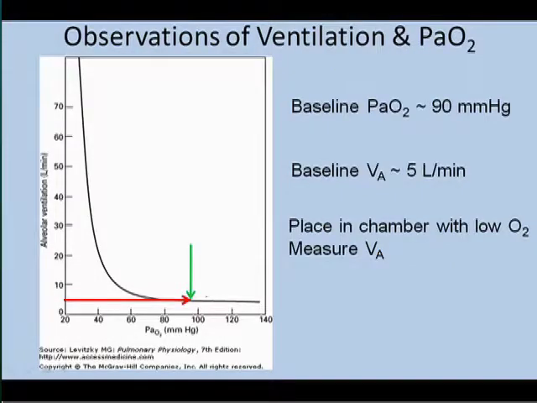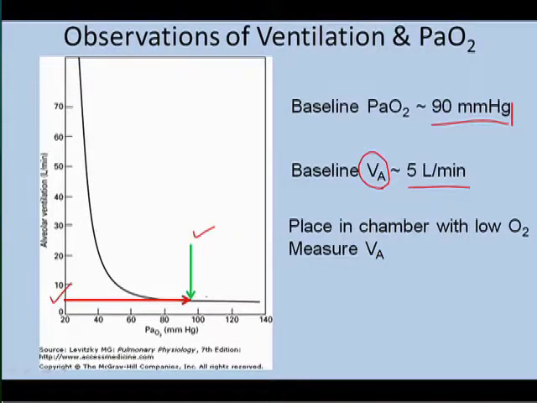In a normal person who should have a PaO2 of approximately 90 millimeters of mercury, the repeated sequence of events just described results in an alveolar ventilation, designated by the abbreviation V sub A, of approximately 5 liters per minute, as indicated by the red and green arrows, respectively.